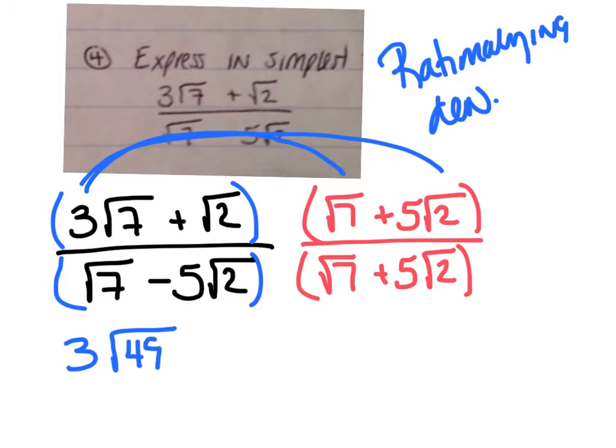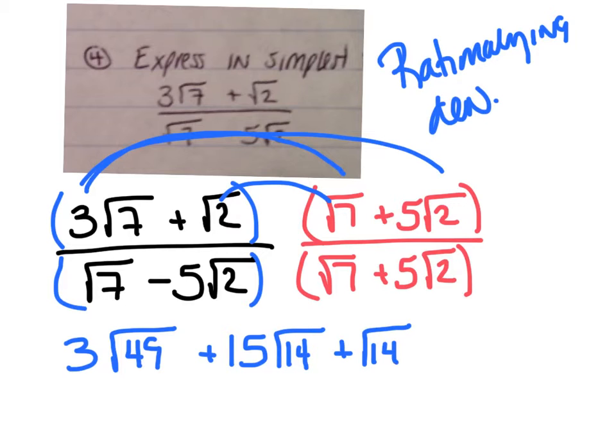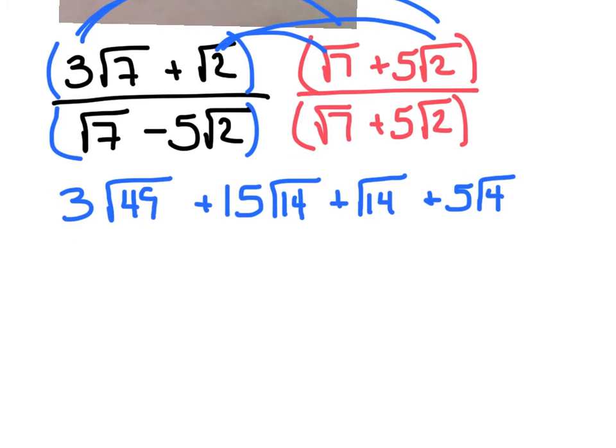Then I'm going to do the outers. That's going to be a positive 15 radical 14. My inners is just plus radical 14. And my last, I'm going to say plus 5 radical 4. Then I'm going to go ahead and do the same thing in the denominator.